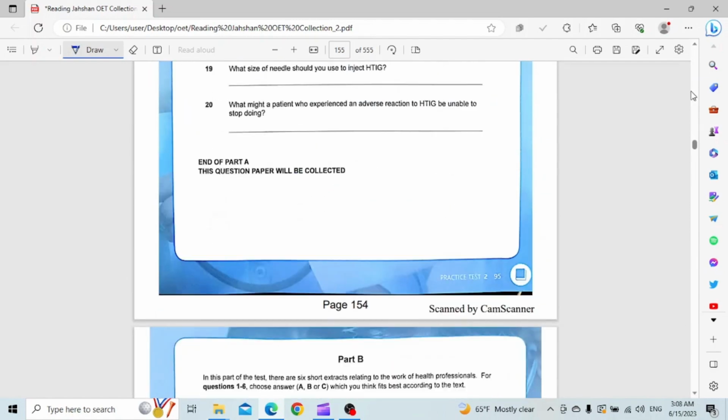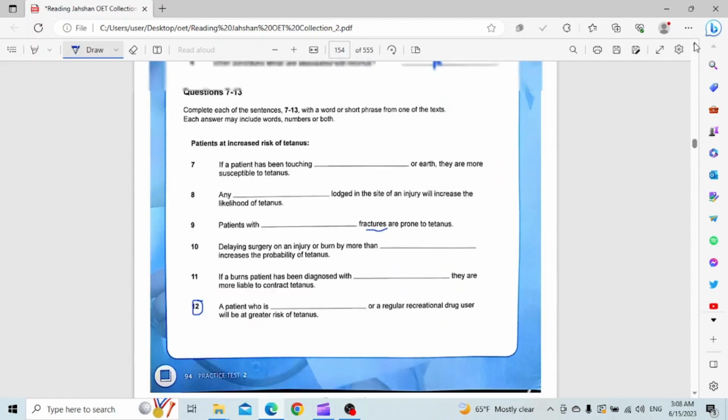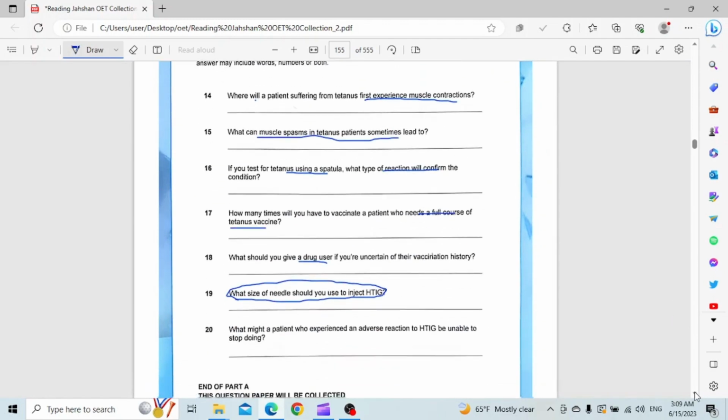Let's see. Question number 19: what size of needle should be used? Now this is the question that I'm talking about, that sometimes plays in your mind, so you can skip it. To inject HTIG, what size of needle? Where we read the size of needle is just beneath the schedule, right? 23 gauge needle. Okay, that is the answer.